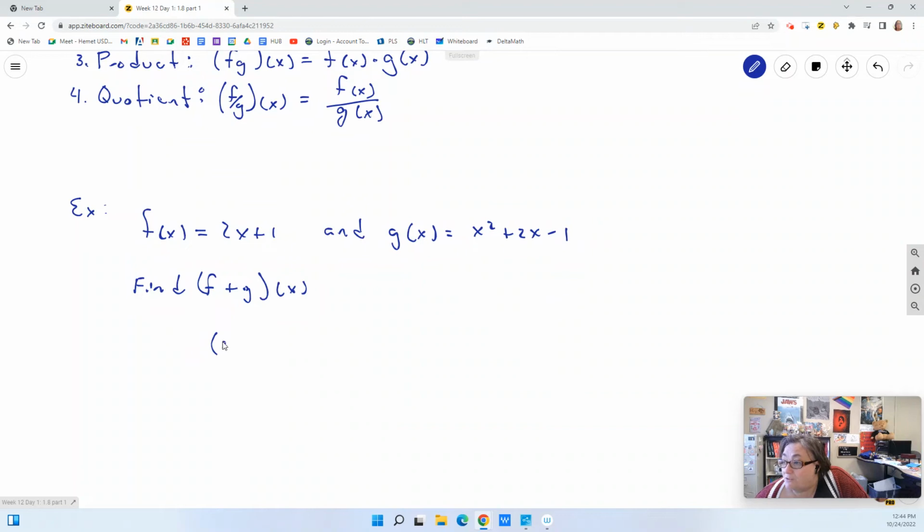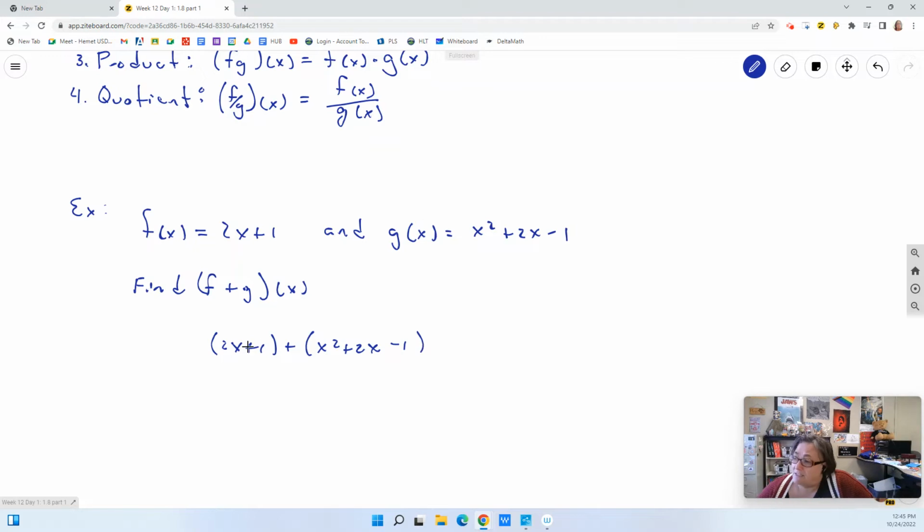So I'm going to have my 2x plus 1, and it is going to be plus x squared plus 2x minus 1. And now when we're adding, you notice I put everything into parentheses, and when we're adding, parentheses don't make much of a difference. I always put stuff in parentheses to start, because if it's subtraction, it would make a difference. So there are circumstances where it does make a difference, and I want to keep that in mind, which is why I always put things in parentheses when I'm substituting something in.